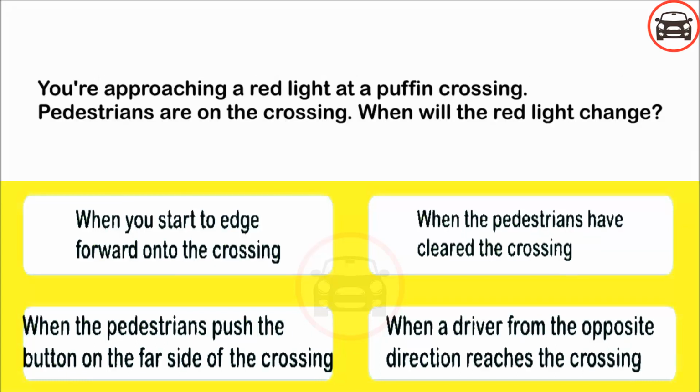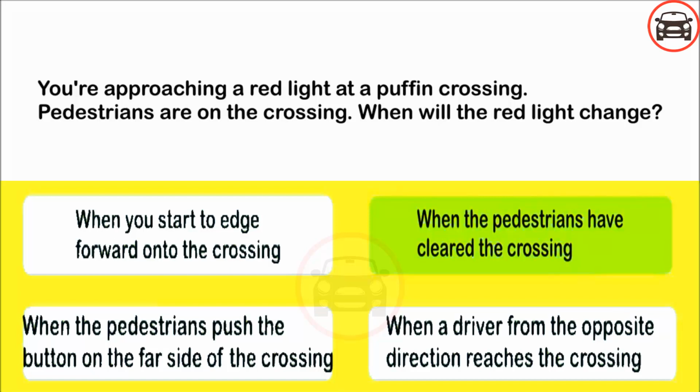You're approaching a red light at a puffin crossing. Pedestrians are on the crossing. When will the red light change? When you start to edge forward onto the crossing. When the pedestrians have cleared the crossing. When the pedestrians push the button on the far side of the crossing. When a driver from the opposite direction reaches the crossing. When the pedestrians have cleared the crossing.